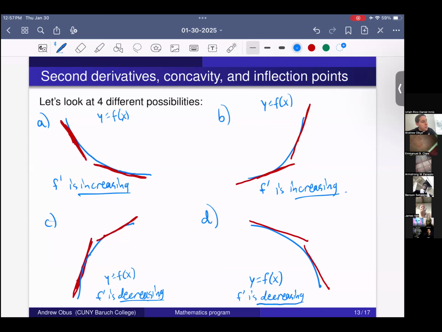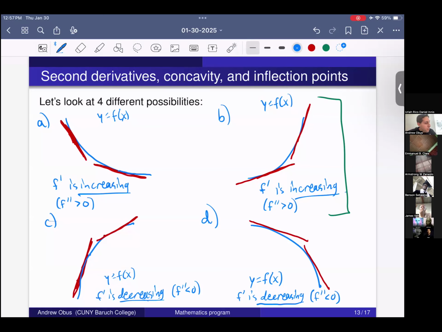Okay? So what we see here is that for concave up, so remember what f prime increasing means. This means that f double prime is greater than 0. This means that f double prime is greater than 0. This means that f double prime is less than 0. And this means that f double prime is less than 0.